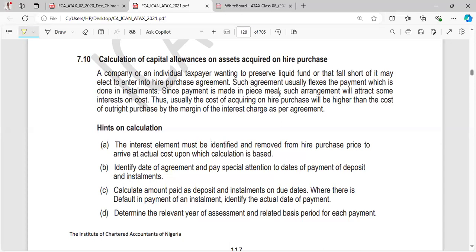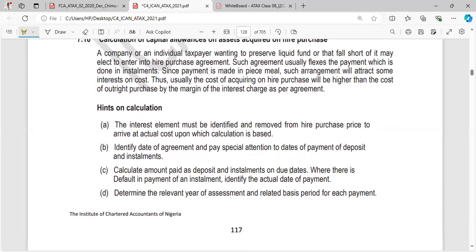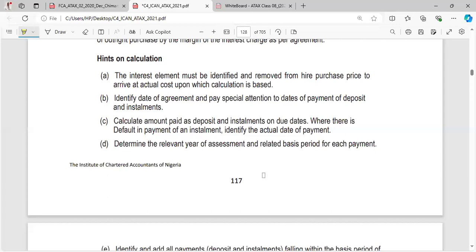Since such an agreement usually flexes the payment, which is done in installments, the payment is made piecemeal. Such an arrangement will attract some interest on costs. Thus, usually the cost of acquiring the asset will be higher than the cost of outright purchase by the profit margin. Now look at the hints here. The interest element must be identified and removed from the hire purchase to arrive at the actual cost. We'll see a question on that.